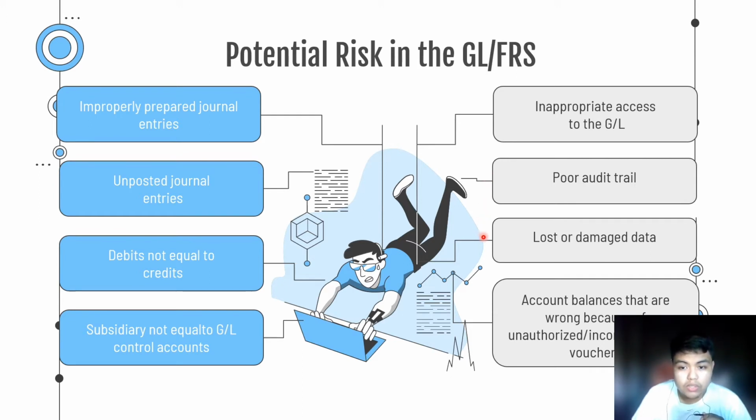So, dito din, lost or damaged data. Dito sa lost or damaged data, so syempre dapat may backup ka in case na mawala or masira yung data. And lastly, account balances that are wrong because of unauthorized or incorrect vouchers. So, dapat, bago i-post sa general ledger, yung mga journal vouchers, authorize siya ng managers kung saan ang galing yun. Dapat hindi ipinopost sa general ledger kung walang pirma or hindi approved ng mga managers kung saan ang galing yung voucher.